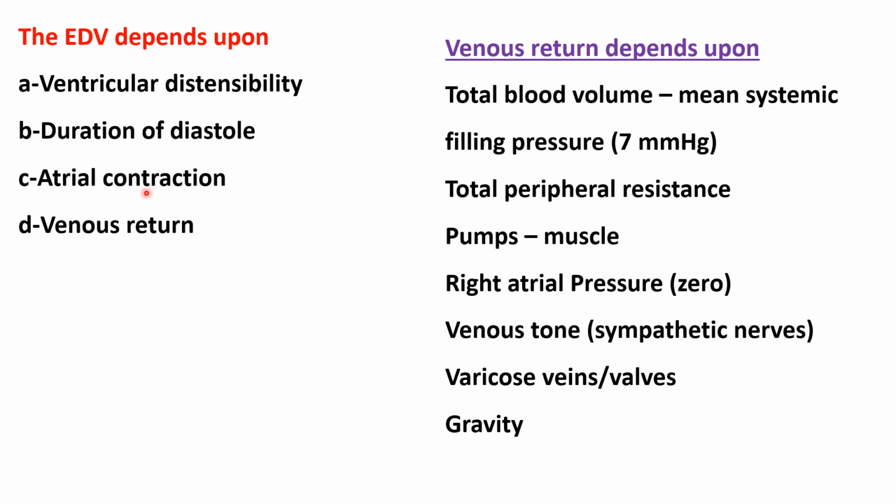Third point is atrial contraction. If the atria are healthy, they are going to contract and put up to 30% of the blood of the venous return into the ventricle, and that is going to help in increasing the end diastolic volume. If the atria are not healthy, then end diastolic volume decreases. Venous return. If you have got more blood in the body, more blood is going to enter the ventricles during the diastole, and this is going to increase the end diastolic volume.